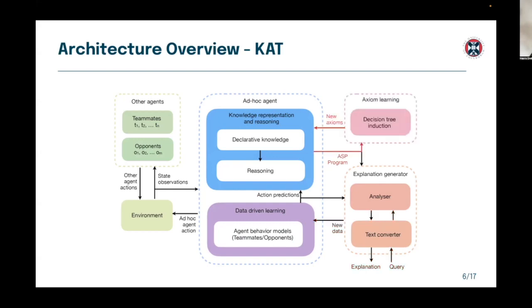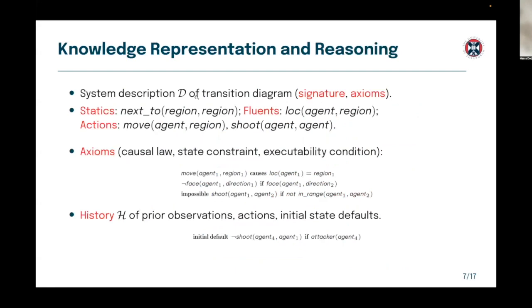And the final component is the axiom learning component, which is based on decision tree induction. So you use the existing knowledge base, and any newly learned axioms are again merged into the current knowledge base. So this is the overview. I will try to give a brief idea on what is inside each of these components.